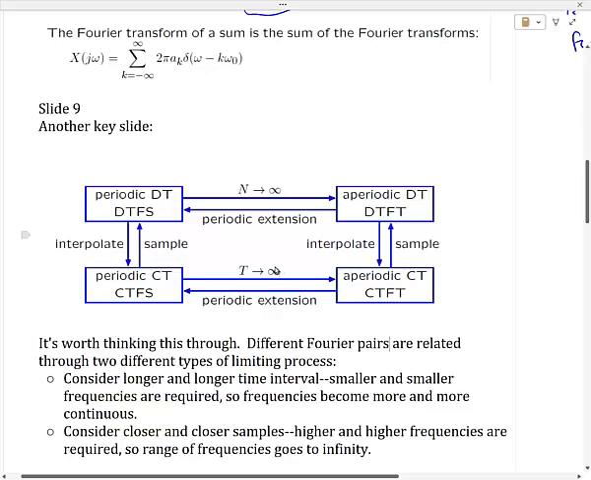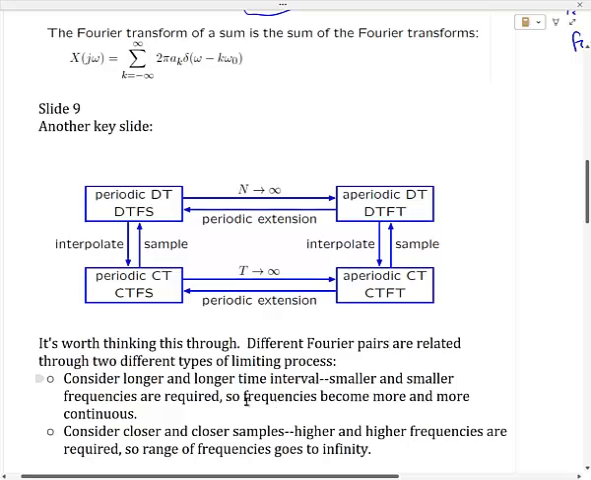And these are processes whereby you go from what you could call simpler representations to more complicated representations. Right here, as the time interval goes to infinity, you go from the periodic continuous time to this aperiodic continuous time, and this one is a series. This is an integral, so it's more complicated.